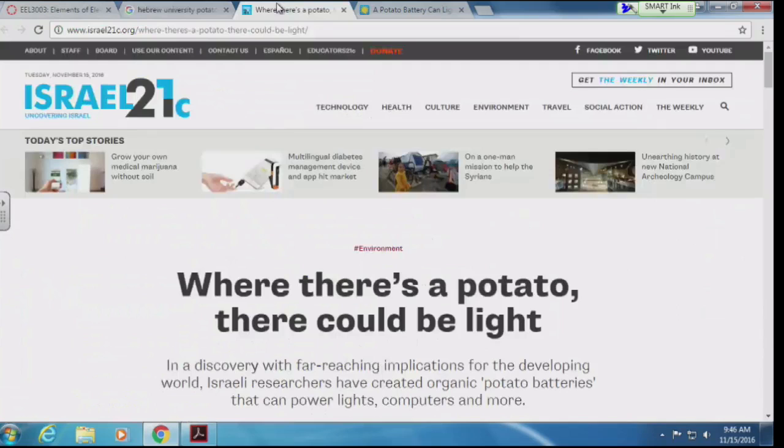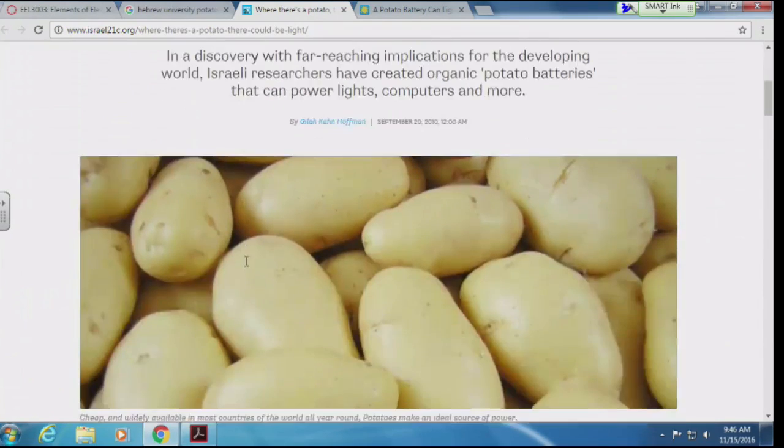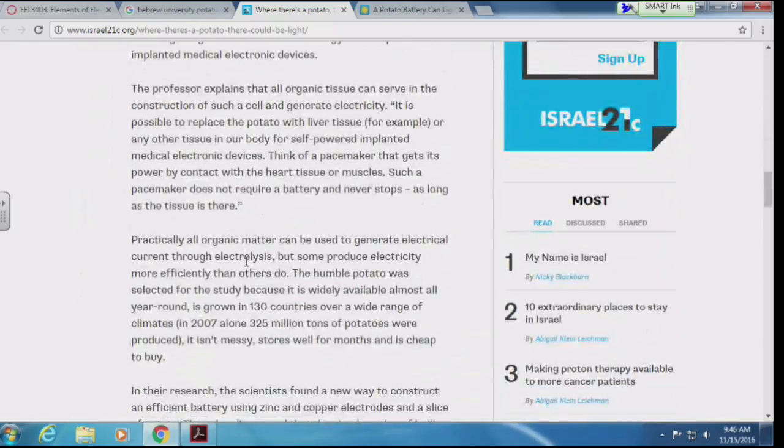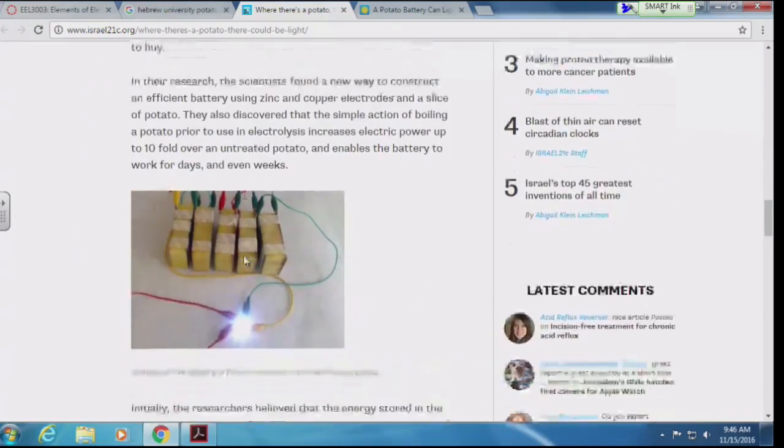There's a group at the Hebrew University that is actually taking potatoes, and they found a way to optimize it to get much more than 1.5 volts, by boiling them for a certain amount of time and putting them in a different configuration. And they found that they can reduce the cost of batteries, like a D-cell battery, about 50 times less cost to power. And this could be applicable in different areas.